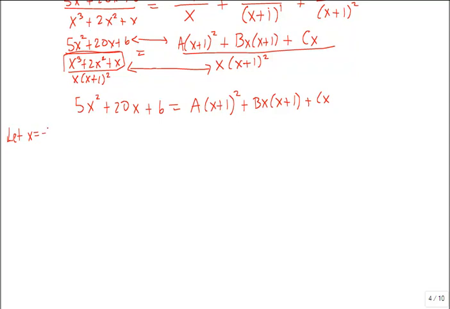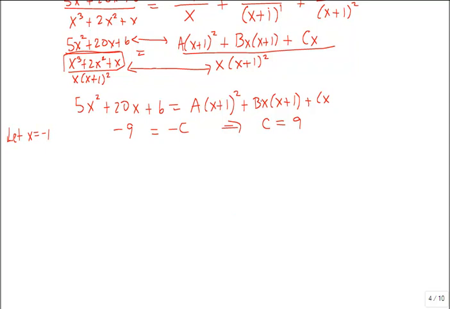So let's let x be -1. So if I plug it in, I've got to plug it in on the left side and the right side. 5 times -1 squared is just 5, minus 20 is -15, plus 6 is -9. -1 in here makes this go to 0, -1 in here makes this whole term go to 0, and C times -1 will be minus C. So that tells me that C must be 9.